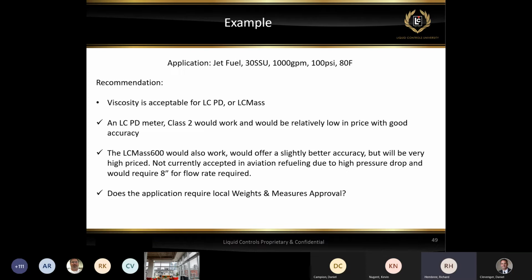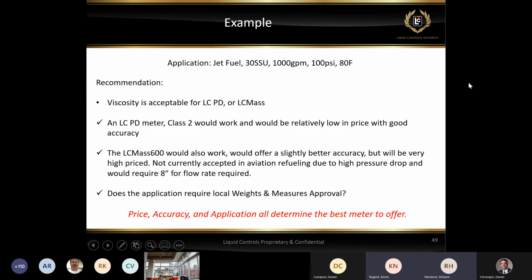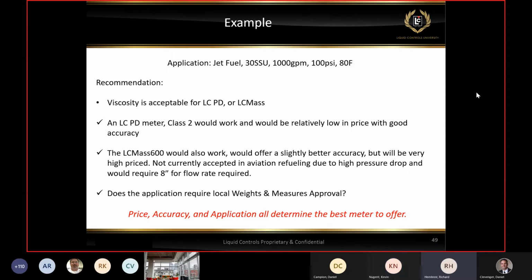Okay, I've lost control. Do you have control, Kevin? I requested it, Rick, if you could. Okay, yeah, I can't. Oh yeah, I can't move the screen, so that's the reason. Okay, you got it now. Sorry about that.